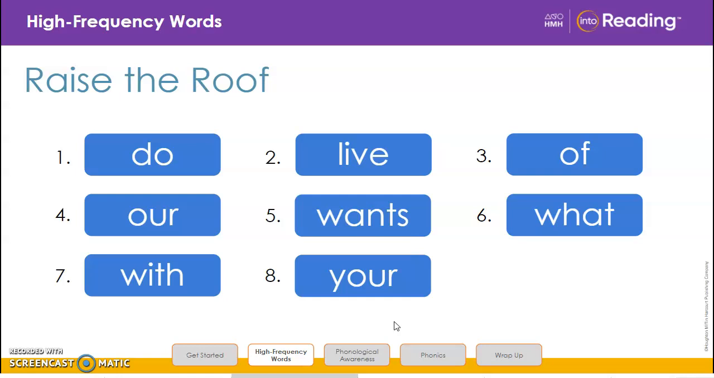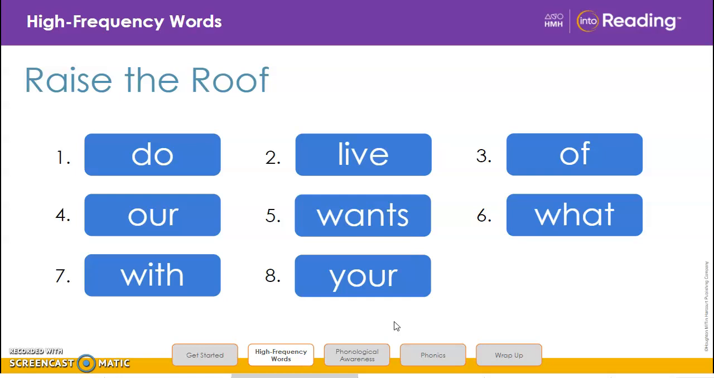Next word is of. Raise the roof. O-F. The next word is wants. Raise the roof. W-A-N-T-S. What's the word? Wants. The next word is what. Raise the roof. W-H-A-T. What's the word? What.